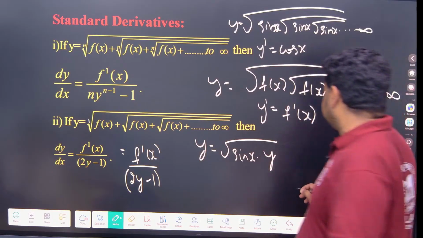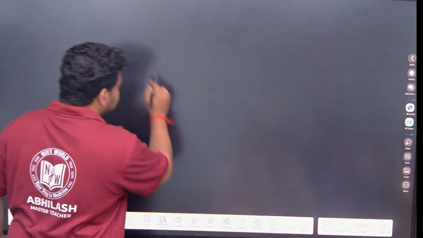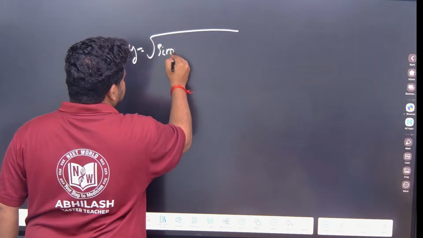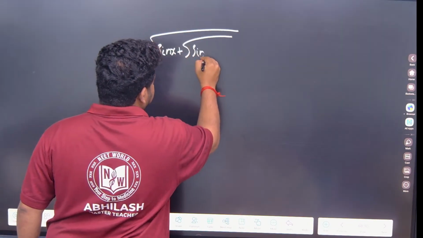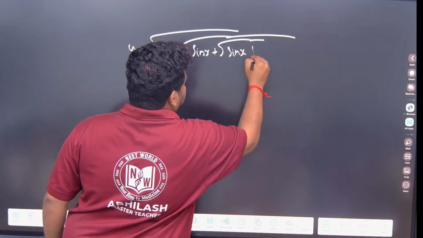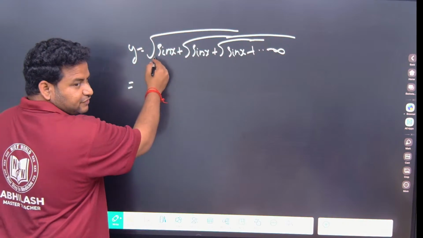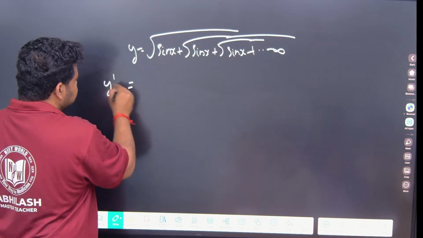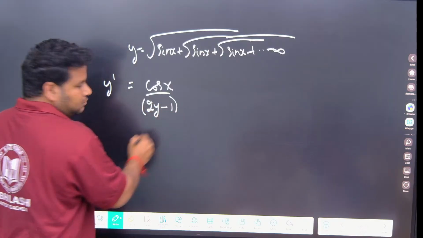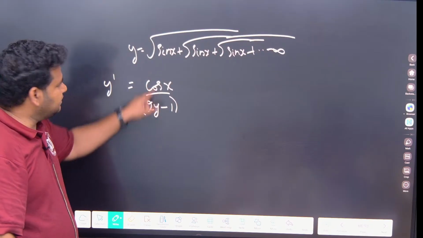Suppose here they give, let us take the next page, y is equal to square root of sin x plus square root of sin x plus square root of sin x, up to infinity. The answer, f dash of x, is what here? y dash is equal to cos x by 2y minus 1, not 2 sin x, 2y minus 1. y is not sin x here, y is this whole expression.